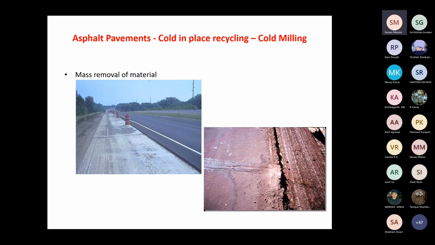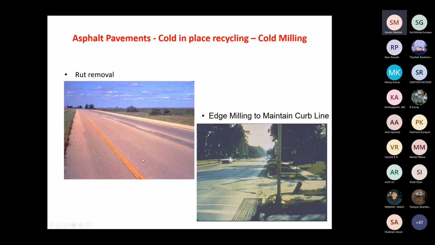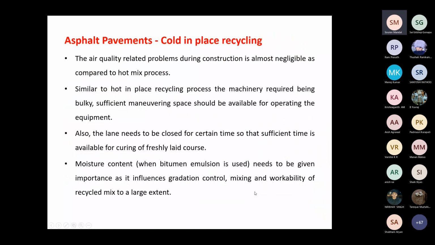Okay, this is a mass removal of material. You can see that is the removal of material, then you can lay it. Rutting is also removed; ruts can be rectified. Edge milling is done to maintain the curb. Like you can see, the milling is done on the edges.